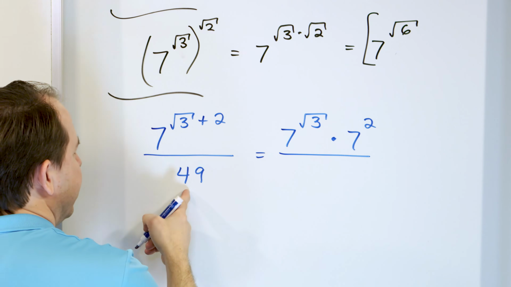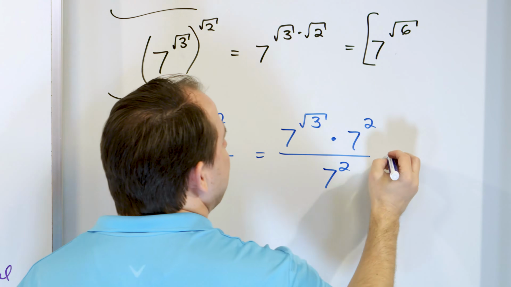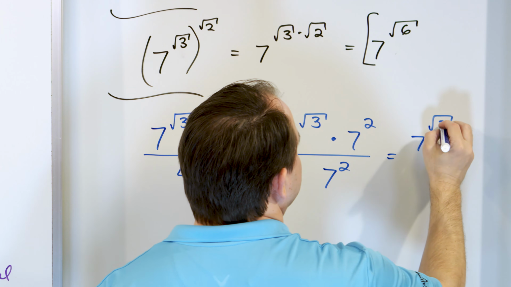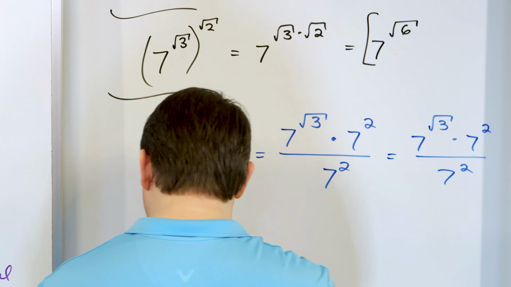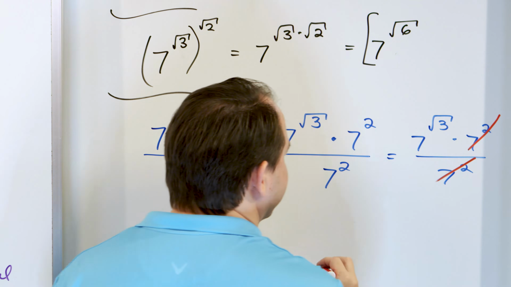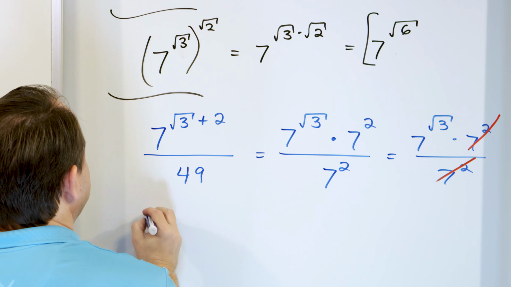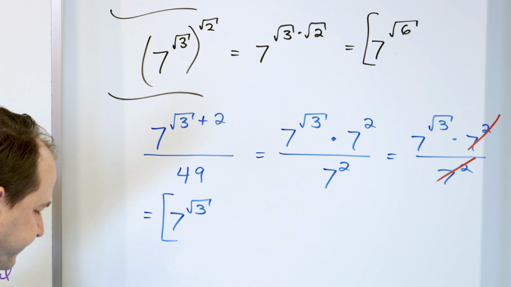On the bottom, 49 can be written as 7 times 7, right? So what I have here is 7 to the square root of 3 times 7 squared, over 7 squared. And so this 7 squared cancels with the 7 squared, and what I will be left with is 7 to the power of the square root of 3, and that's the final answer.